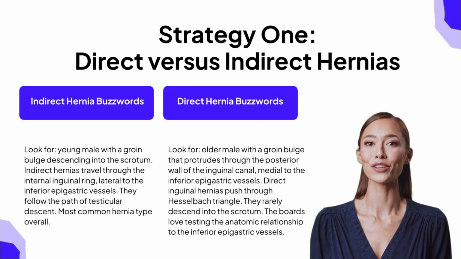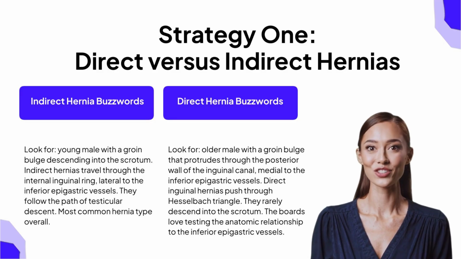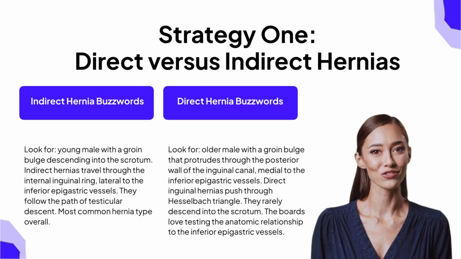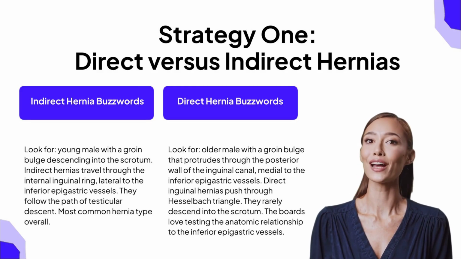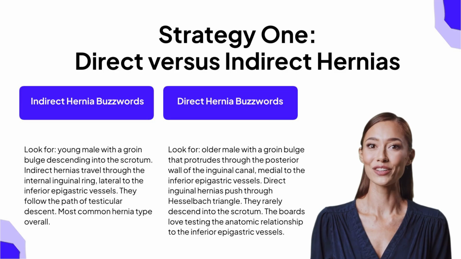For indirect inguinal hernias, your buzzwords are a young male with a groin bulge that descends into the scrotum. The hernia travels through the internal inguinal ring, which is lateral to the inferior epigastric vessels. It follows the path of testicular descent through the inguinal canal. Indirect hernias are the most common type of hernia in all age groups and in both sexes.